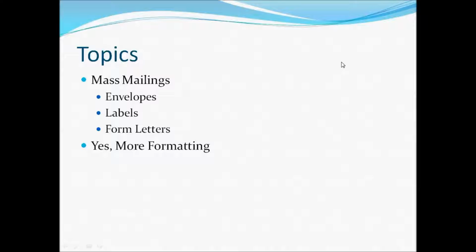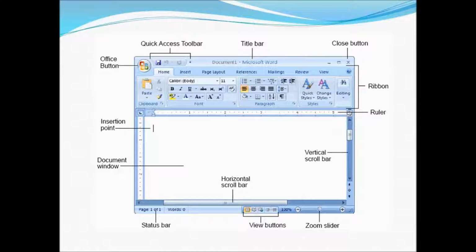And here's a couple of topics that we're going to be going over today. Mass mailings, which deals with envelopes and labels and what they call form letters that you can send out to companies, to employees. And yes, we're going to look at some more formatting options because there's quite a few in Microsoft Word. Those are just a few topics.